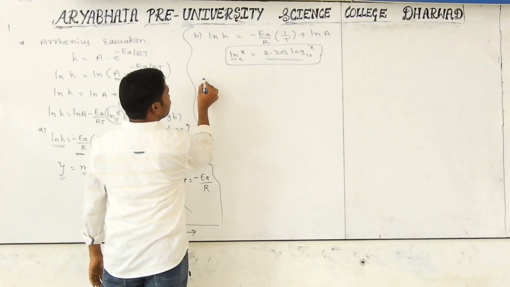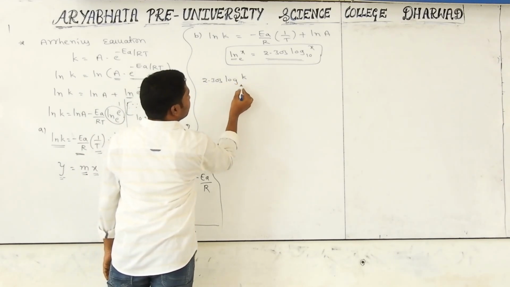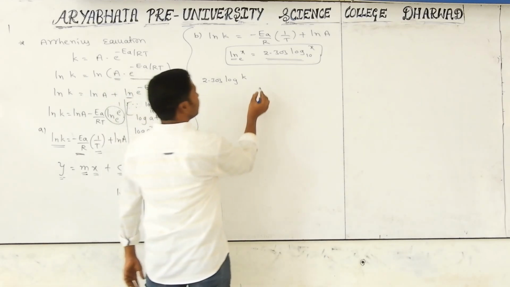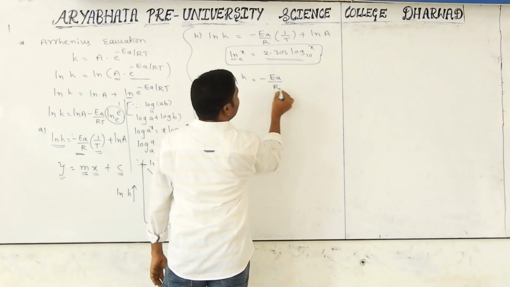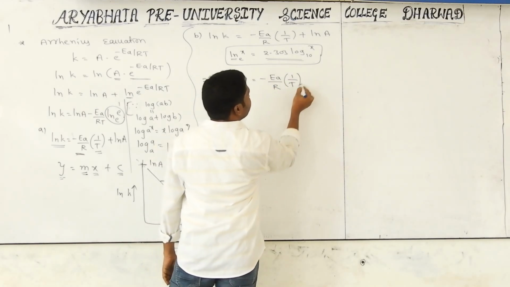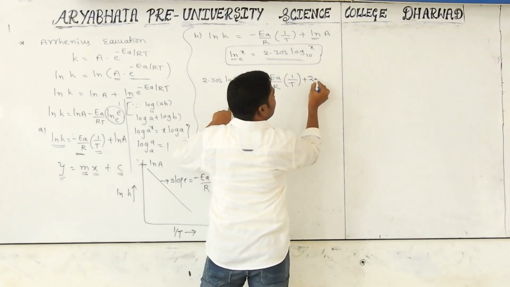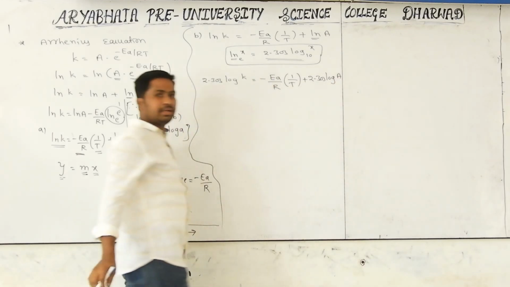Substitute in the previous 2.303 into log k to the base 10. No need to write every time. Log means to the base 10 only, equals minus EA by R into 1 by T plus, instead of ln, we should write 2.303 into log A to the base 10.